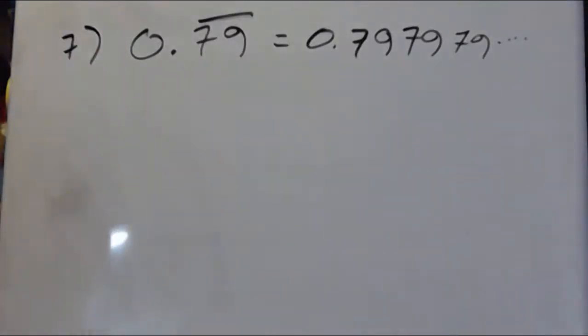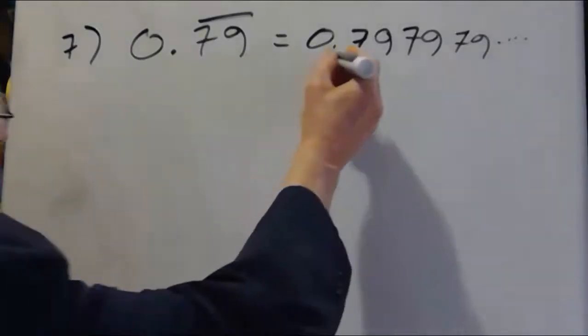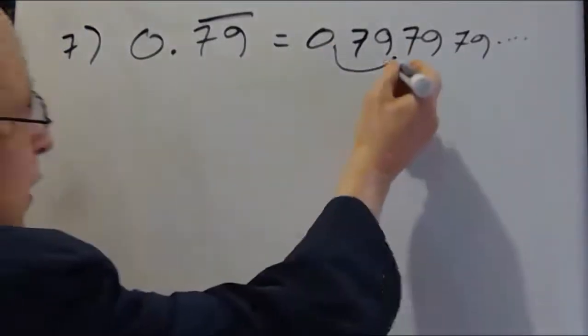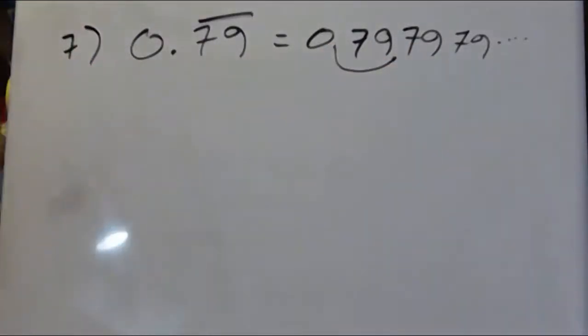But how do we do this? Well, again, we want to be able to clear this out and bring a decimal over there, and we want to subtract off the repeating part.